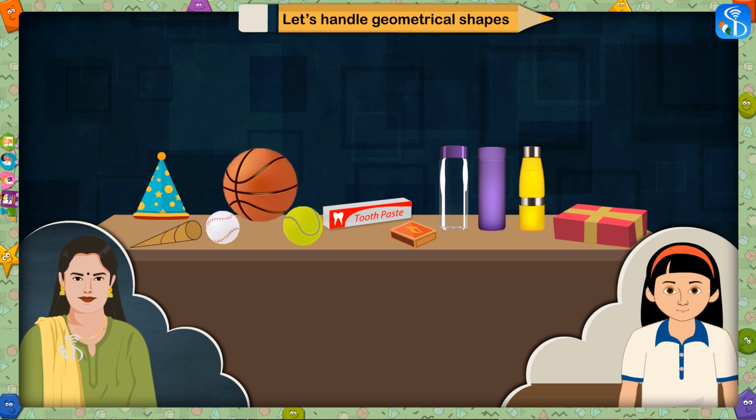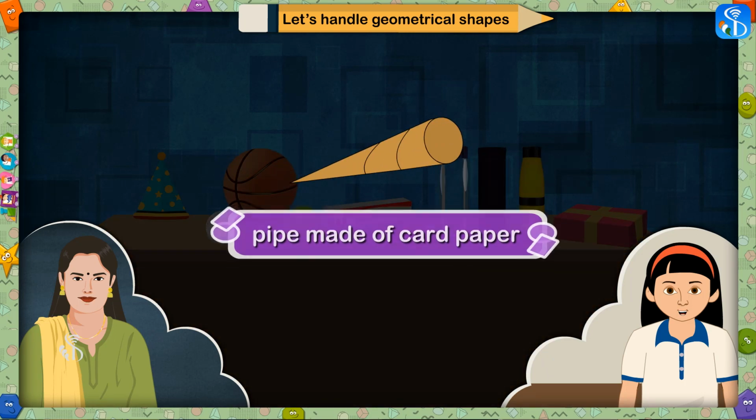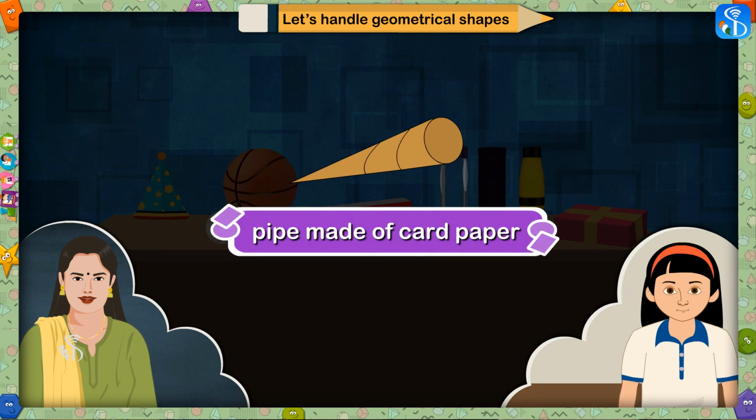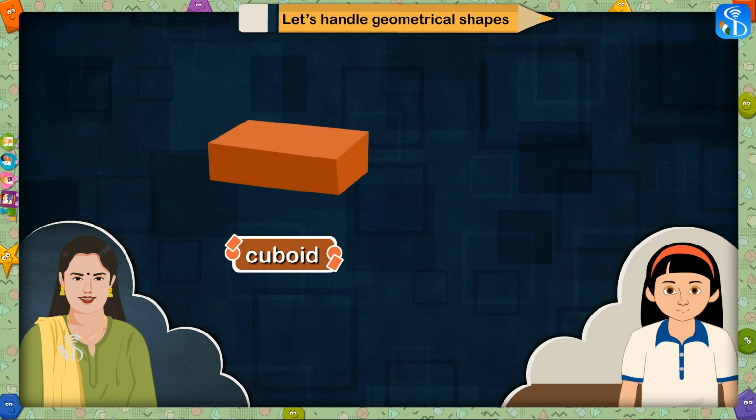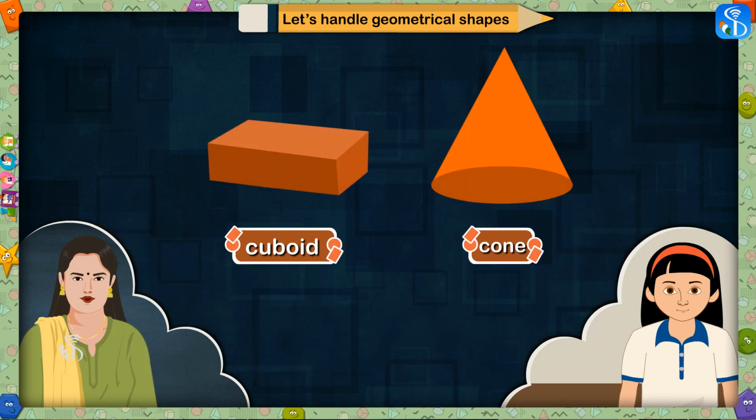Children, now can you tell me which other objects have this shape besides the clown's cap? Madam, pipes made of card paper. That's right. This means that now you have understood the cuboid and cone shapes very well.